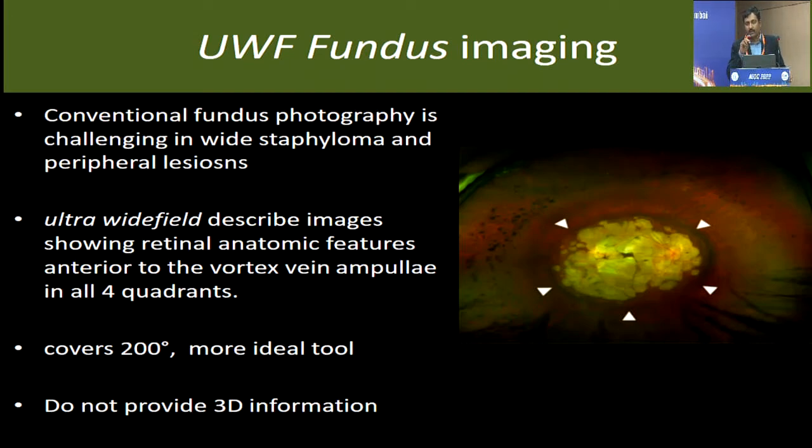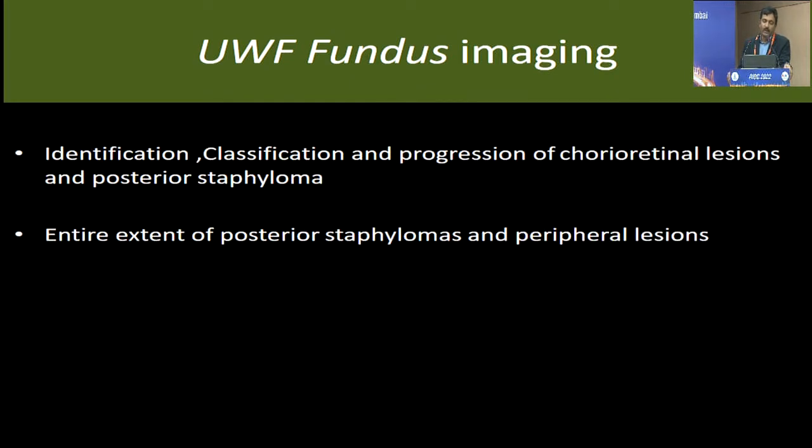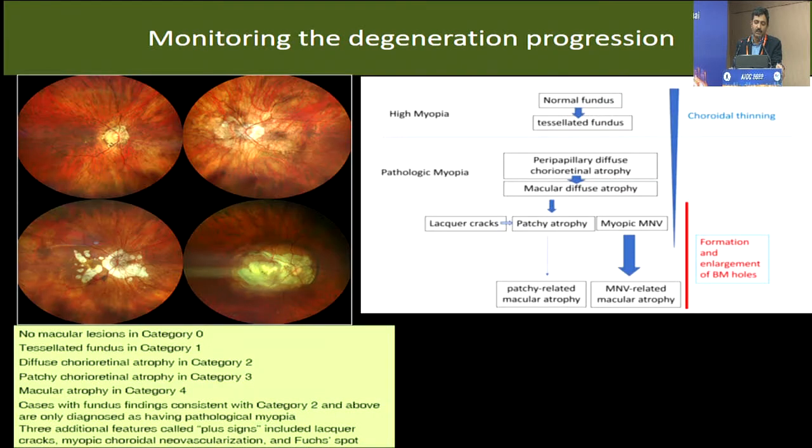As we know, conventional photography is challenging, especially when you're associated with wide staphylomas and peripheral lesions, you may miss them. What we mean by ultra wide field is you basically tend to image beyond the vortex veins in all the 4 quadrants, and it covers up to 200 degrees, but the only disadvantage is it doesn't provide a 3D imaging system. So ultra wide field helps in identification of many lesions, classification of staphylomas, and progression of chorioretinal lesions, and the entire extent of the staphyloma and peripheral retinal degeneration can be imaged.